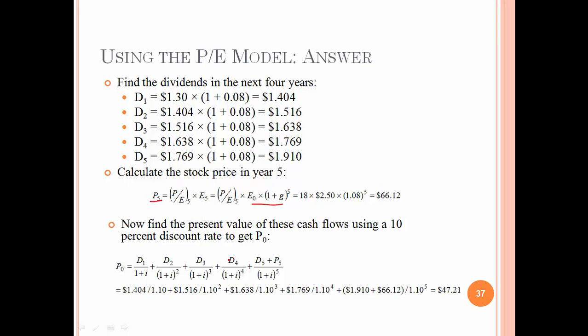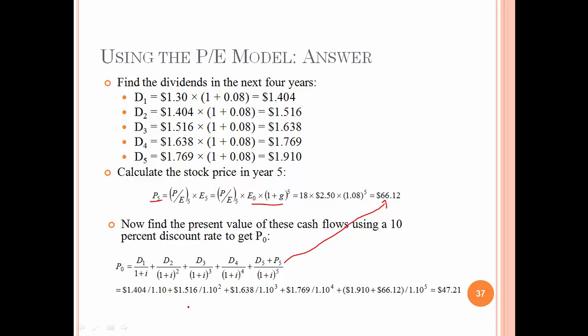Now, if we want to know the price today, imagine that you're going to buy the stock today and sell the stock in 5 years. So over the 5 years, you're going to get D1, D2, D3, D4, and D5, and then you're going to sell it in 5 years. When you sell it, you estimate that you're going to sell it at this price, 66.12. So again, same idea: calculate the present values, sum them up one by one, and the result is 47.21.